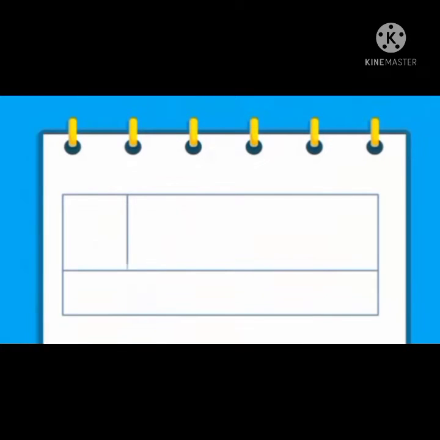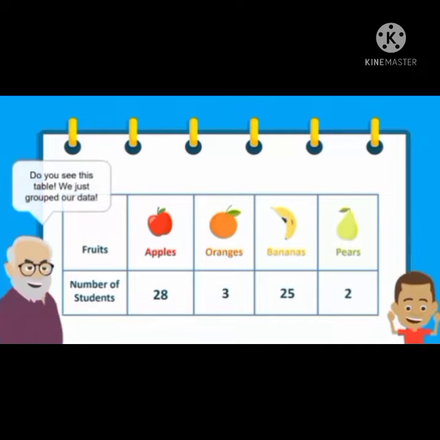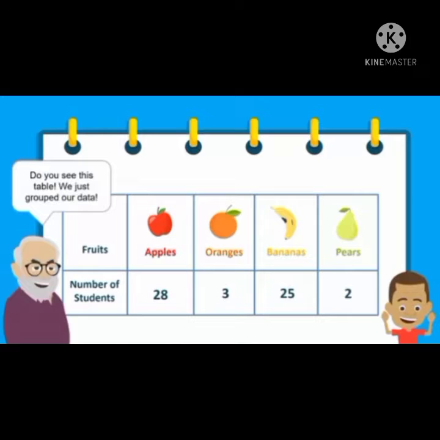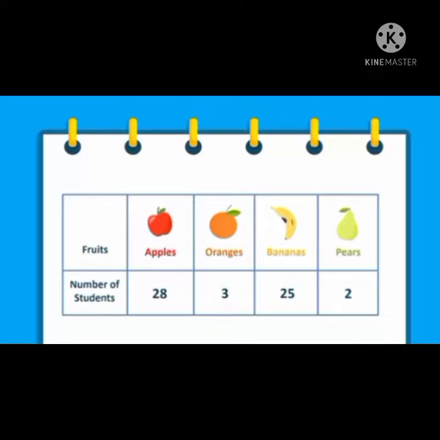If we count the number of students who say they like apples, we can see they are 28. Let's write that down here. Similarly, 3 students chose oranges, 25 chose bananas, and 2 chose pears. Do you see this table? We just grouped our data. Group data is data that has been arranged into groups or classes. Group data makes it much easier to make sense of our data. This group data helps us to know the number of students who like each type of fruit.